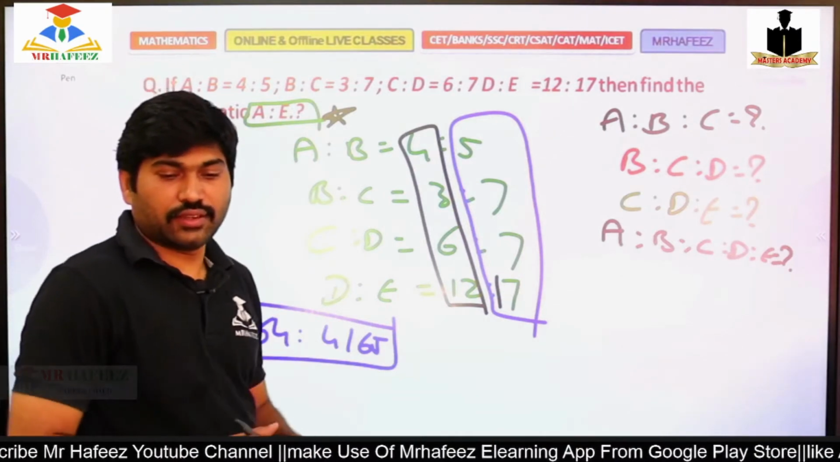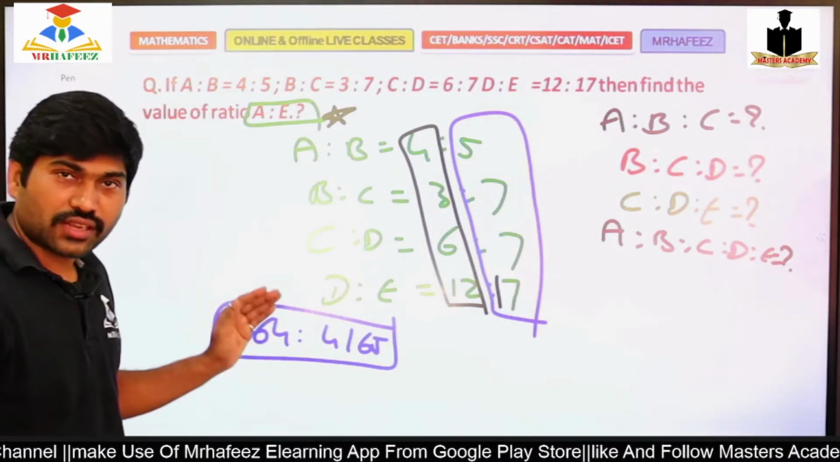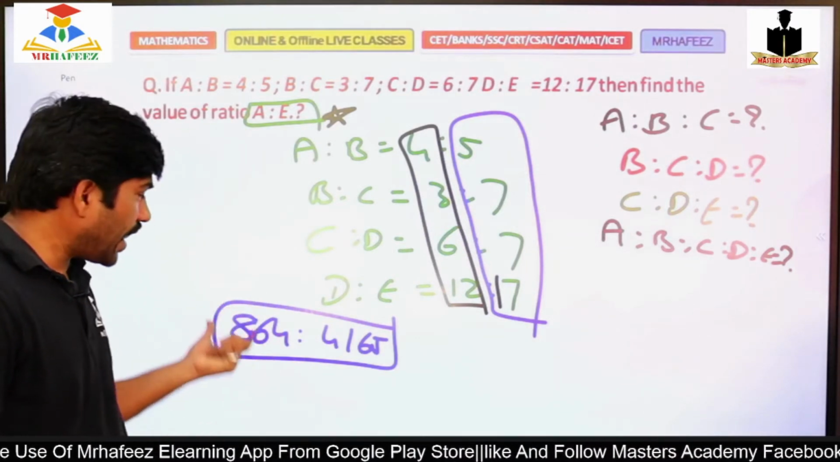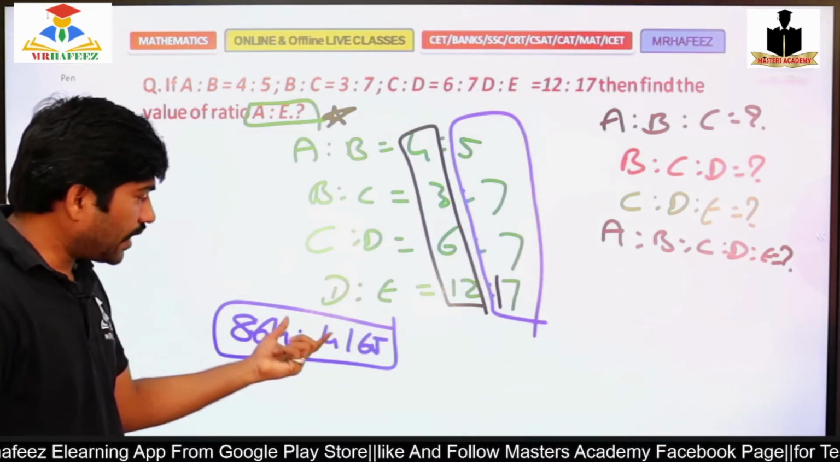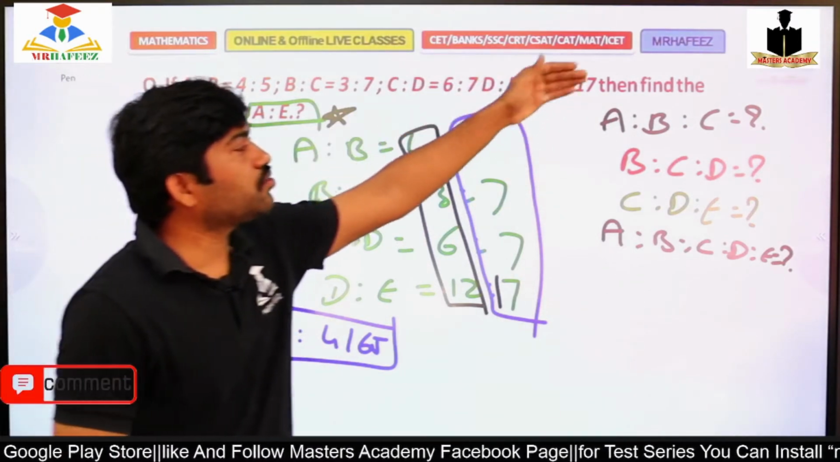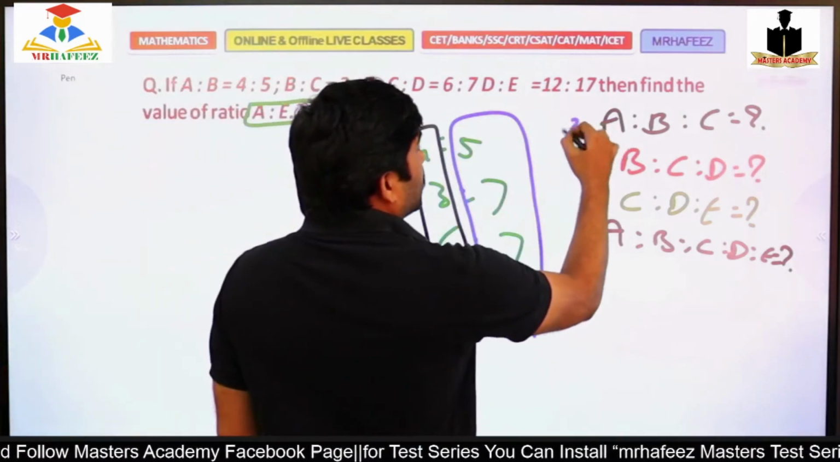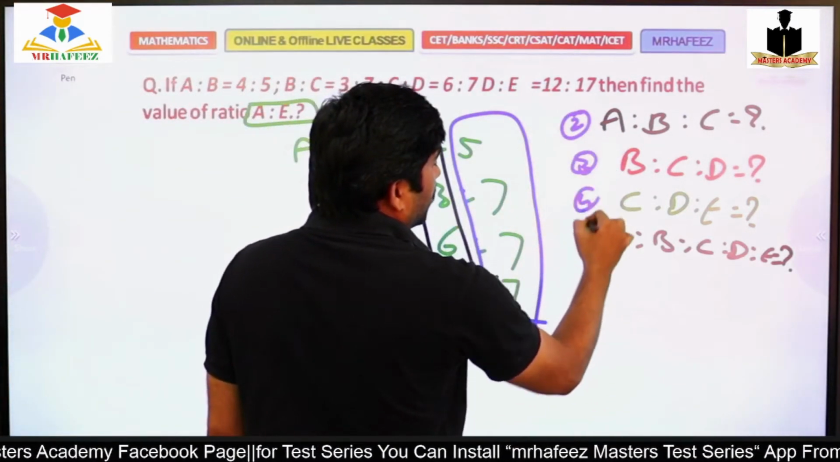Very good. So A is to E is 864 is to 4165. So A is 864 and E is 4165. And what about A is to B is to C? Okay, these are the questions: this is the second question, third question, fourth question and fifth question.